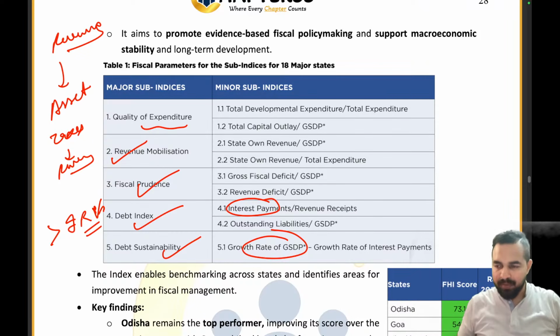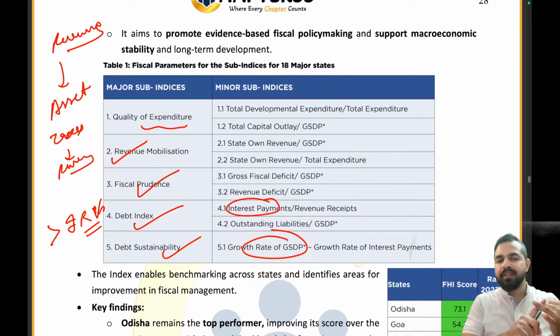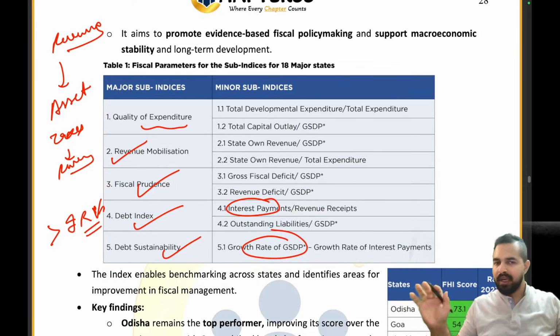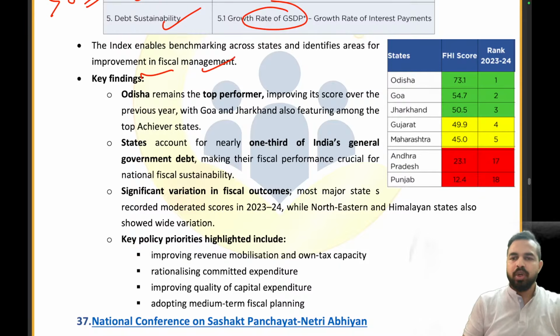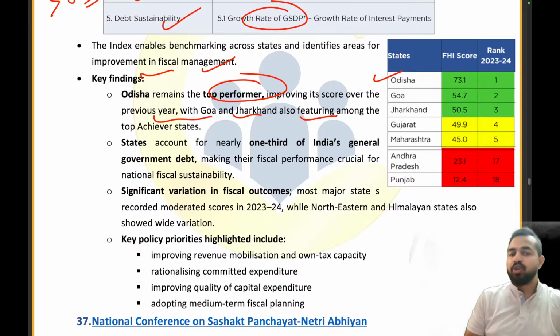So these are the 5 parameters: quality of expenditure, revenue mobilization, fiscal prudence, debt index, debt sustainability. These are the 5 areas across which we can assess these particular states. Clear? So now the index enables benchmarking across the states and identifies areas for improvement in fiscal management. So here, my dear friends, what are the states which have topped in these different areas? Let's take an example that Odisha is the state which is a top performer, which has improved its score over the previous year, while Goa and Jharkhand are also among the top achiever states.